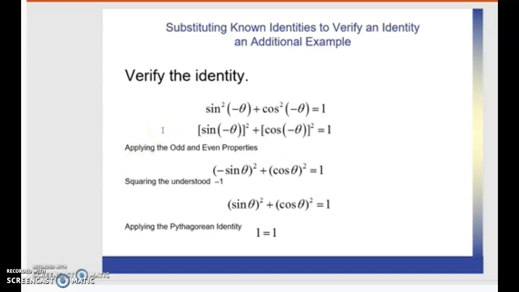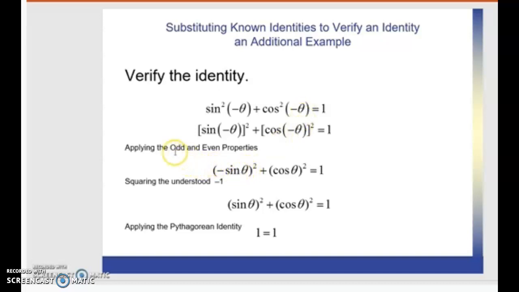Now we have an example that is just a little bit more complex, but still requires substituting known identities to verify. We're given sine square negative theta plus cosine square negative theta equals 1. So to start off with, I'm just moving the exponents to their usual location, which is behind the term, and that is the usual location outside of trig, so that this problem looks a little bit more typical to all math covered up until this point.